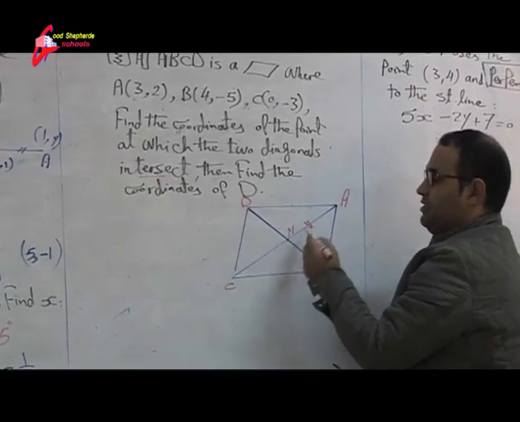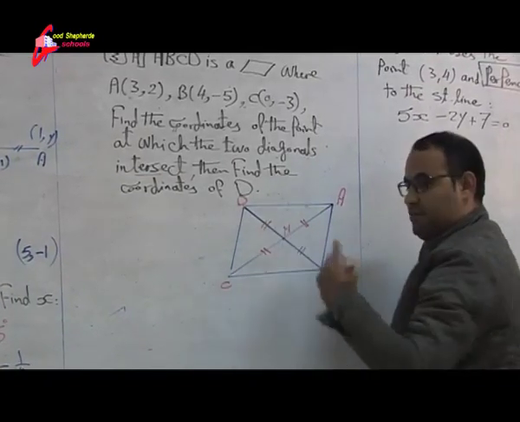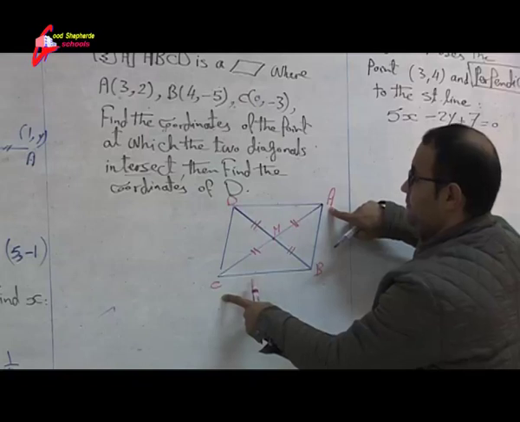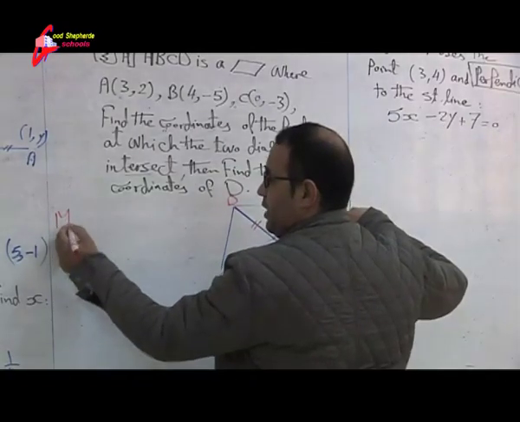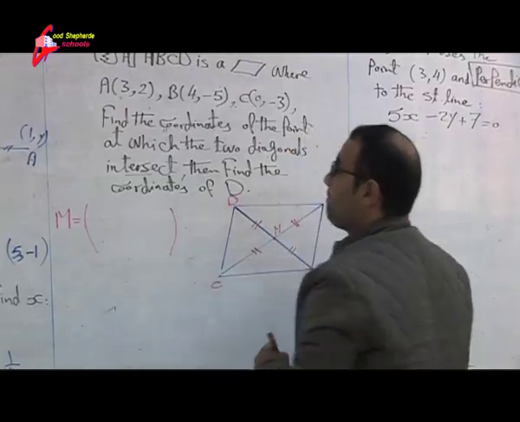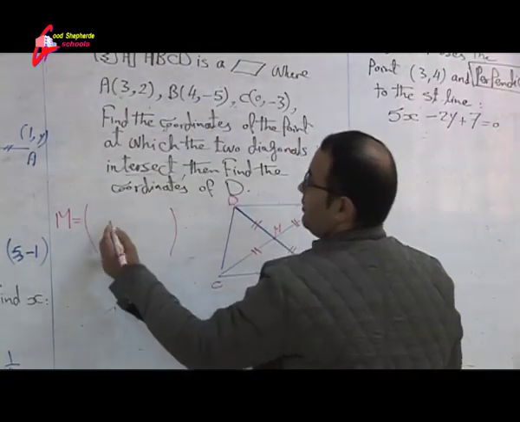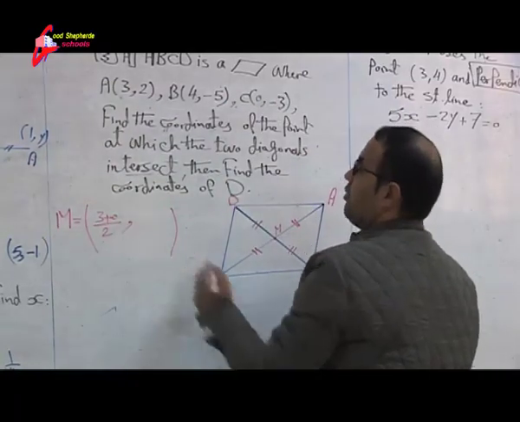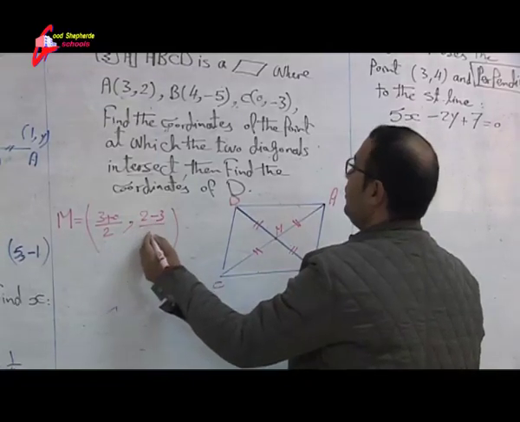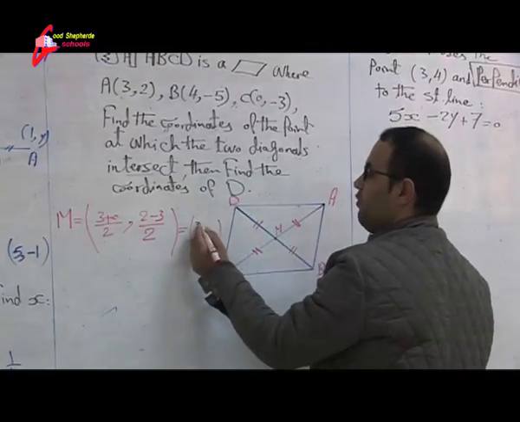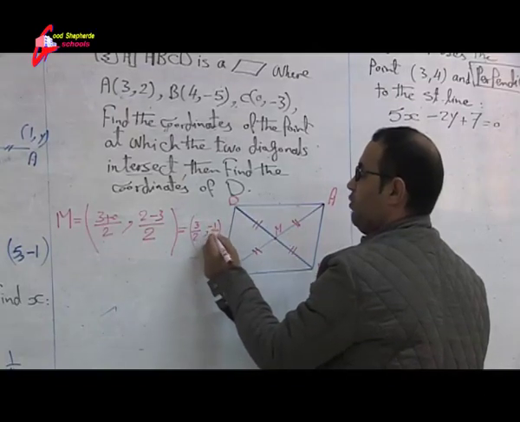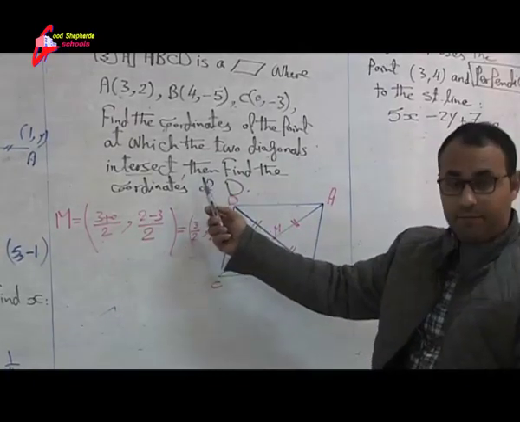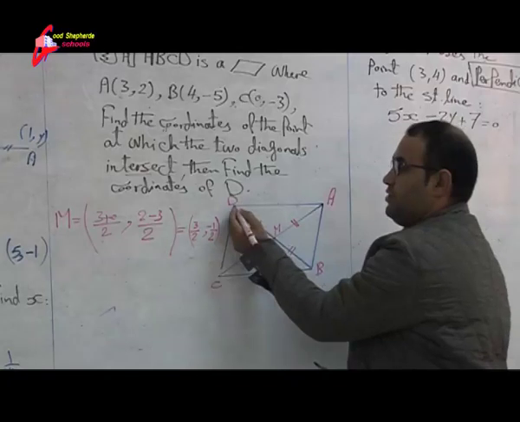The midpoint of AC must equal the midpoint of BD. So, I know A and C. M, this is the first required, M is the midpoint, equals (x1 plus x2)/2, so (3 plus 0)/2, comma, (2 minus 3)/2. So the answer will be 3 over 2, and the answer will be negative 1 over 2. This is the midpoint. And he wants you to then find the coordinates of the point D.